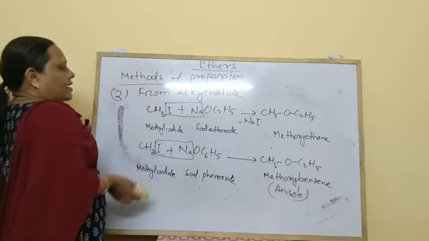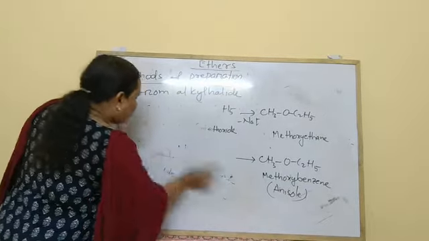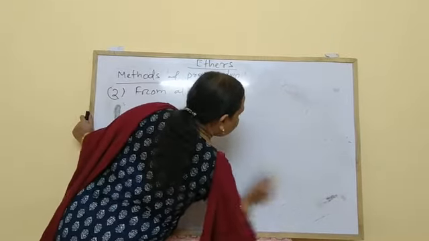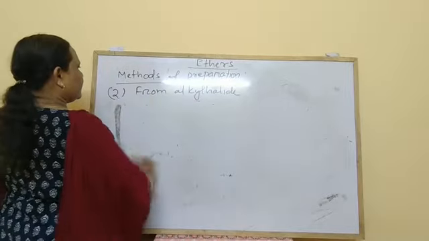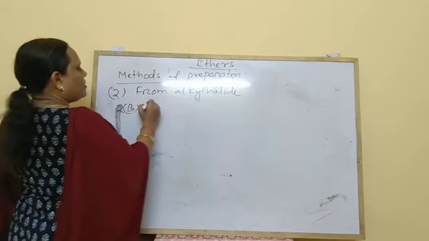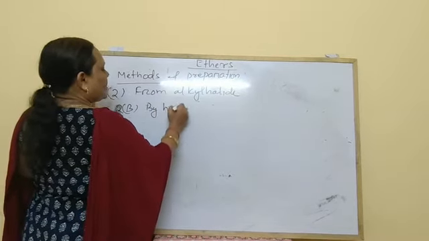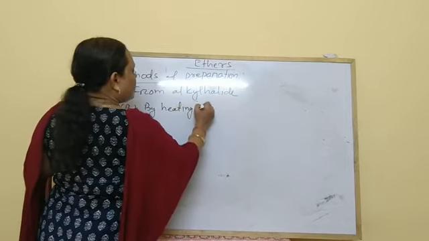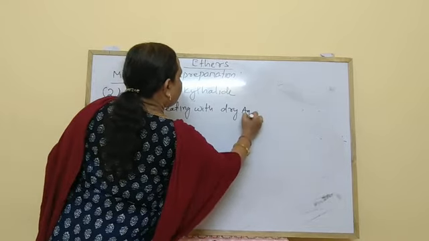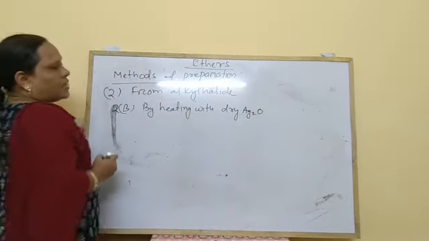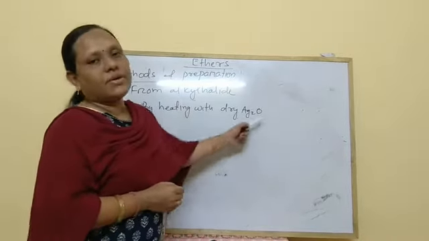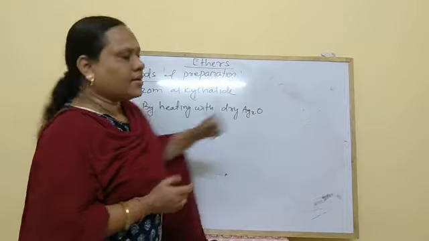From alkyl halide, ether can be prepared by another method, that is by heating with dry silver oxide. So when an alkyl halide is heated with dry silver oxide, it forms an ether.